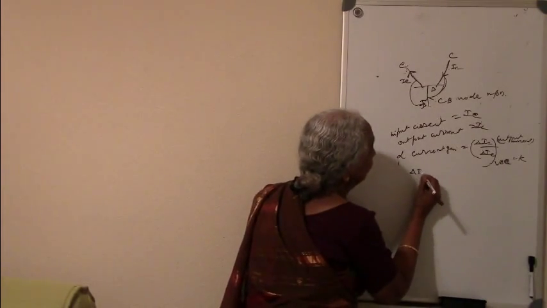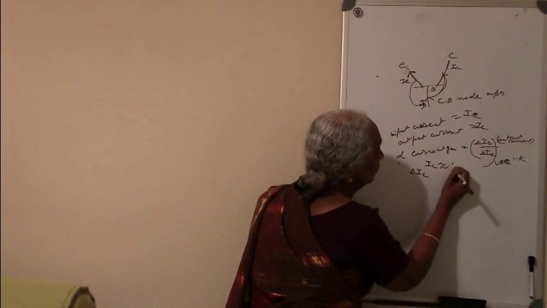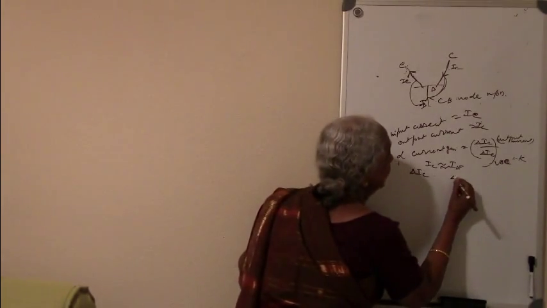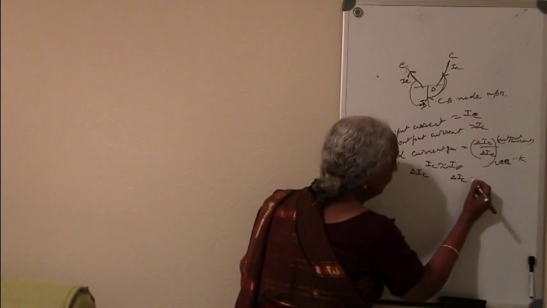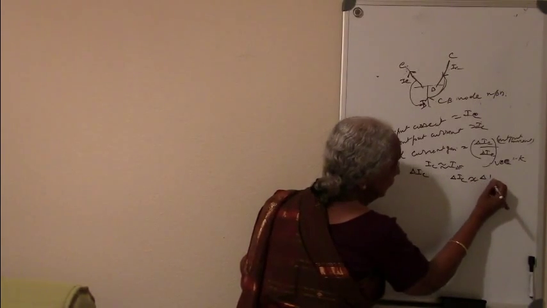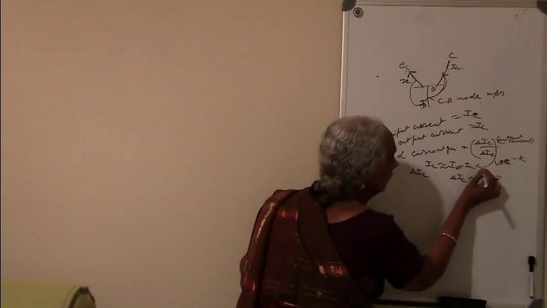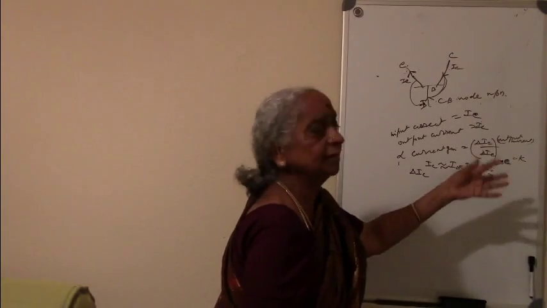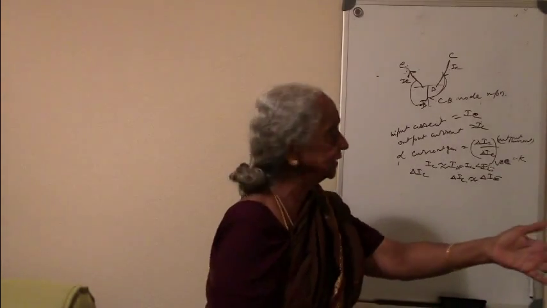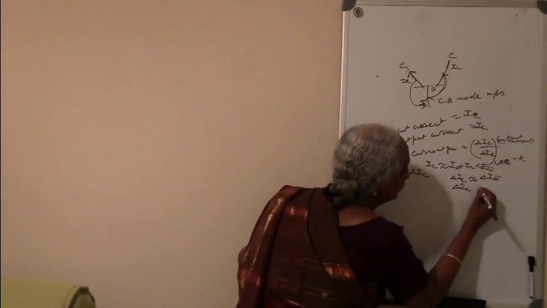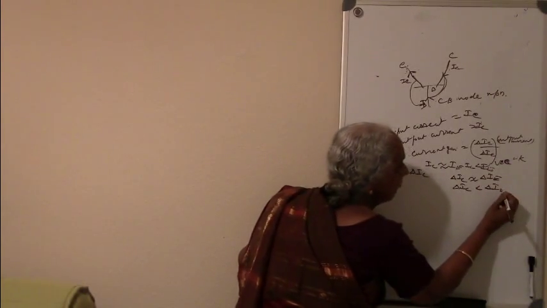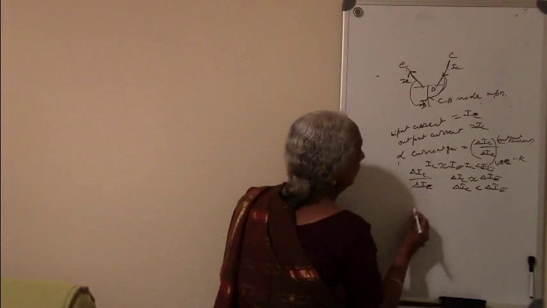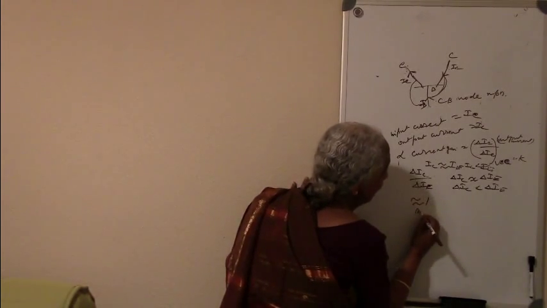And now, since delta IC is nearly equal to delta IE, as I told you when I explained the action of the transistor, point number 1. But IC is less than IE, definitely, because this is only output, it cannot exceed IE. Of the fraction of IE, some goes as IB and only the balance goes to IC. So delta IC will be slightly less than delta IE. Therefore, delta IC by delta IE will be nearly equal to 1 but less than 1.